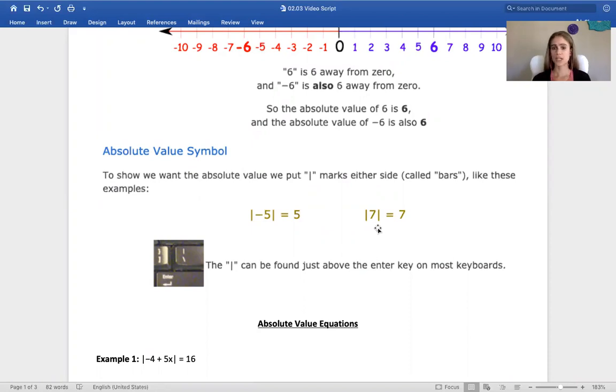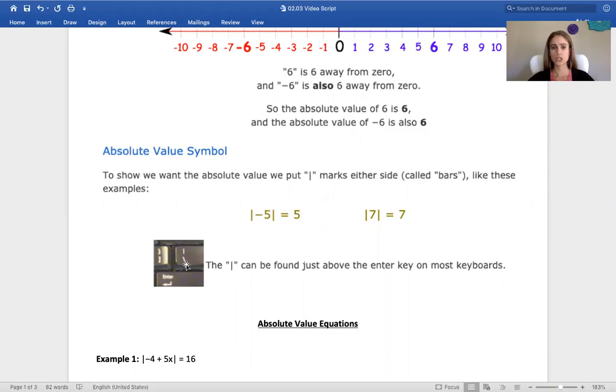I don't know if you'll have any future assignments where you need to type absolute value symbols or not, but if you do, right here is where it can be found on a majority of your keyboards. You'll have to hit Shift because the initial button is the backslash, but if you hit Shift, you can type an absolute value symbol.